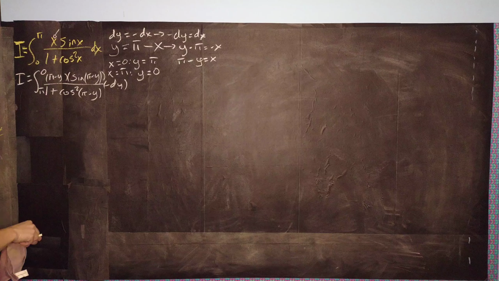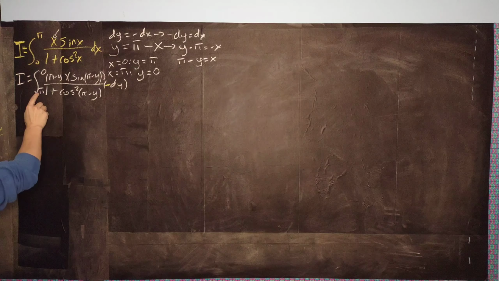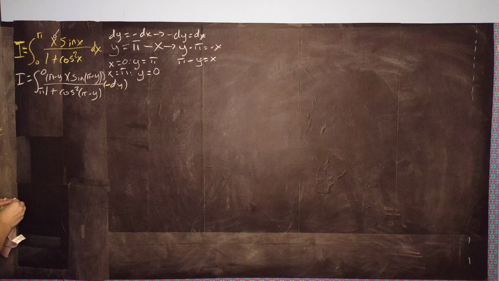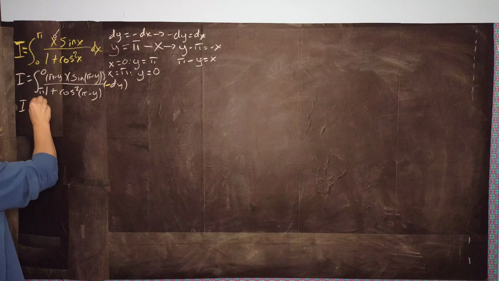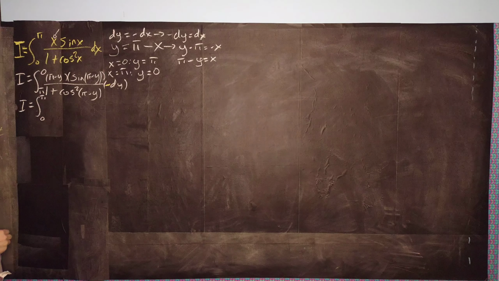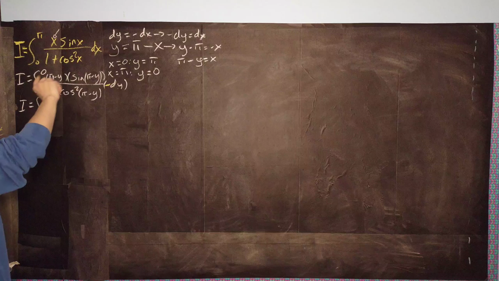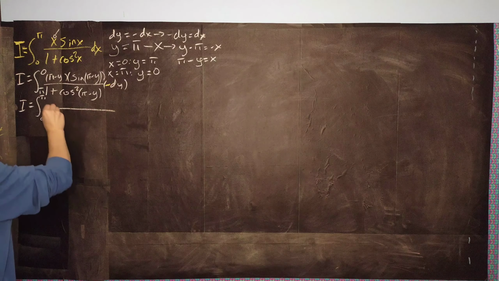Now take a look here. We have this negative, and then we have the limits from pi to 0. We can swap those pretty quickly. So I would be equal to the integral that looks like the following. Now from 0 to pi, and just get rid of the negative by multiplying by negative 1. So it's going to give us the following integral.